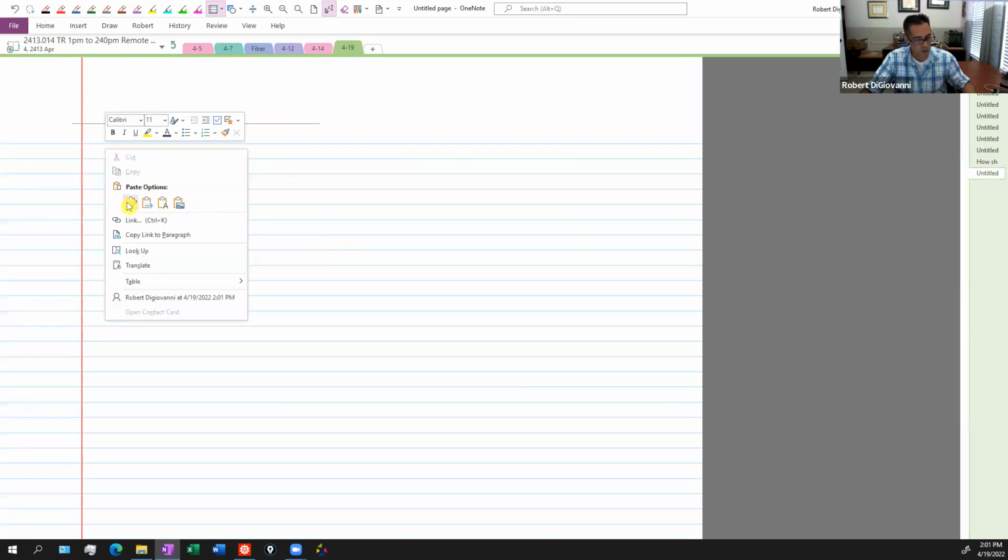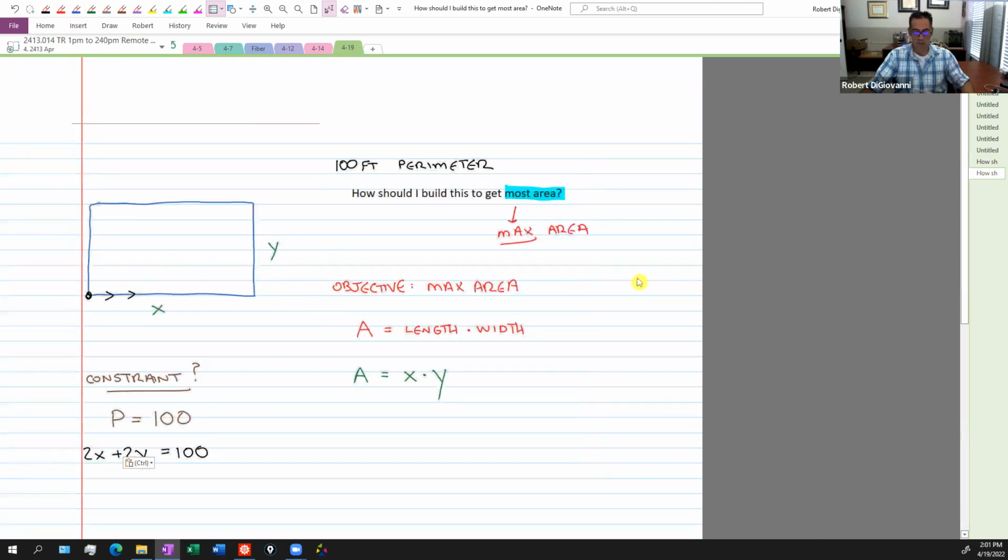Got to go to a new page. I want to just pause and go through everything again. We understood the problem: 100 feet of fence, got to build this thing. I want to get the most area, so we're trying to maximize the area. My objective is maximum area. I write down a formula for area, then I get that area formula in terms of some variables.